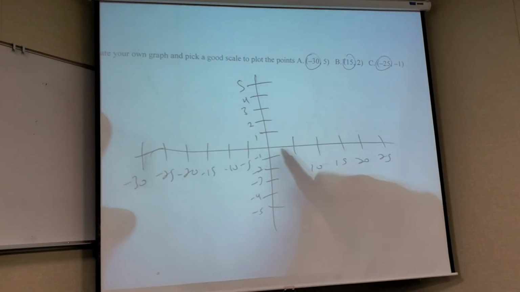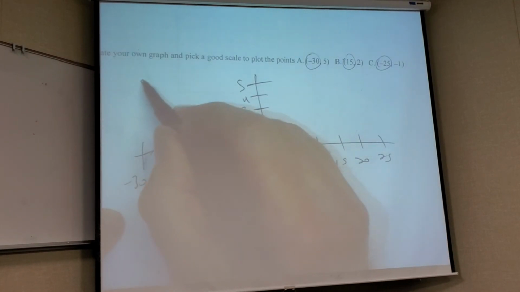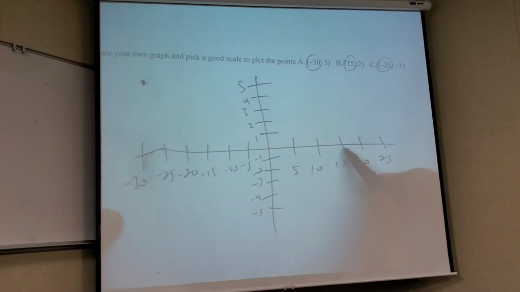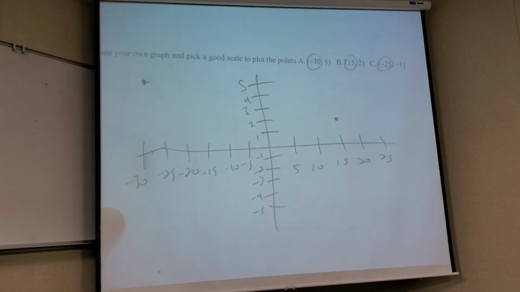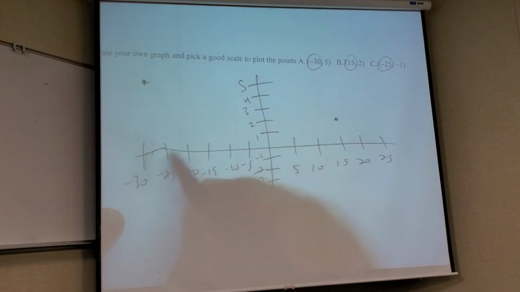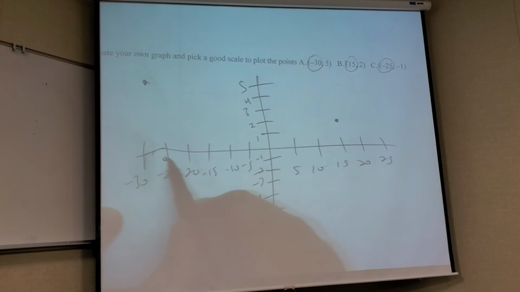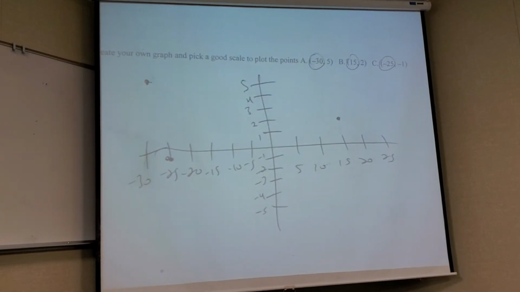And then I can plot. Let's see, -30, 5. 15, 2. -25, -1. Okay. And no, I did not say they came from a line. They don't make any shape because they're just separate points. Don't try to connect them.